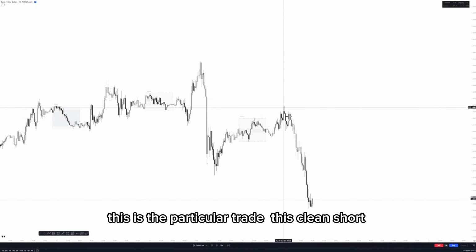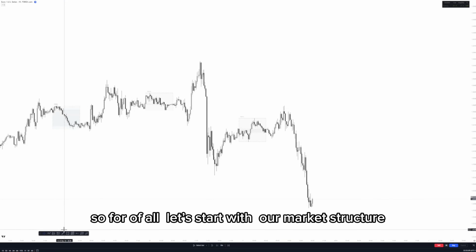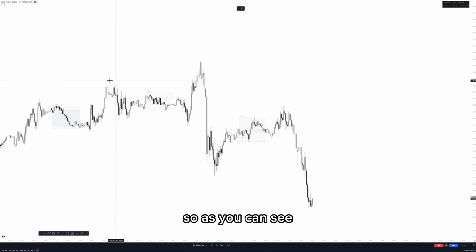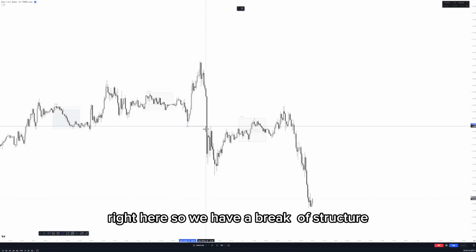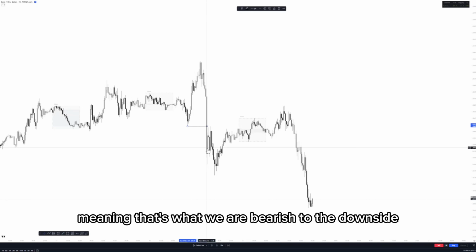So this is the trade. This is the particular trade. This shot was clean. First of all, let's start with our market structure. I want to understand where we are coming from and where we are going to. As you can see, we have our recent break of market structure right here. This is a break of structure to the downside, meaning that we are bearish.